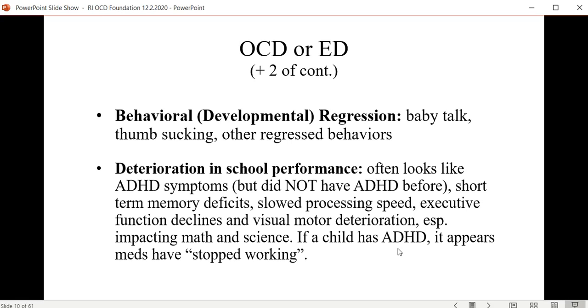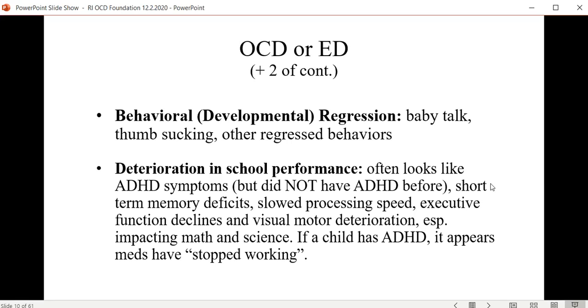Deterioration in school performance. It often looks like ADHD, as I mentioned, but these children have not had ADHD. If they've had ADHD and they've been medicated just fine, all of a sudden it's not working and they'll come to you and say their med's not working. And I'm like, well, geez, that's funny. It worked just fine 3 months ago. What's going on? Because ADHD med does not suddenly change its efficacy.